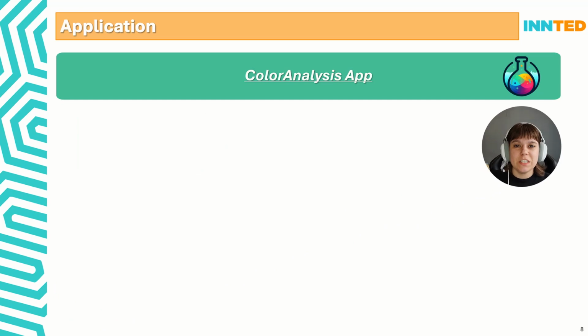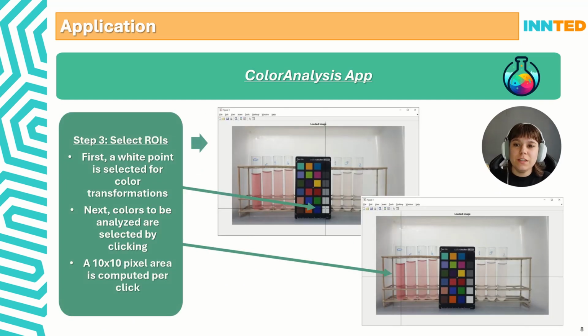So once the image is uploaded, it's time to select the colors of interest. First, they need to choose a white reference, so this part is really important for calibration. If there's a color chart available, they should pick the white color from this chart. If not, they can choose the white background as a reference.